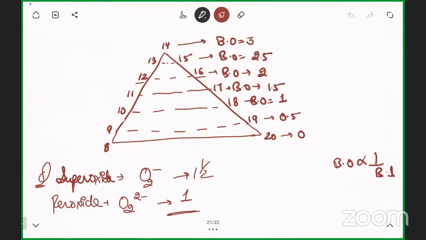Just go through this chapter, and from the next class onwards, I'll start with organic. Whatever you have learned in class 10th, at least that much organic, just revise. What is alkane, what is alkene, what is alkyne, what are saturated compounds, what are unsaturated compounds. Just go through these things. Apart from that, do the practice questions.